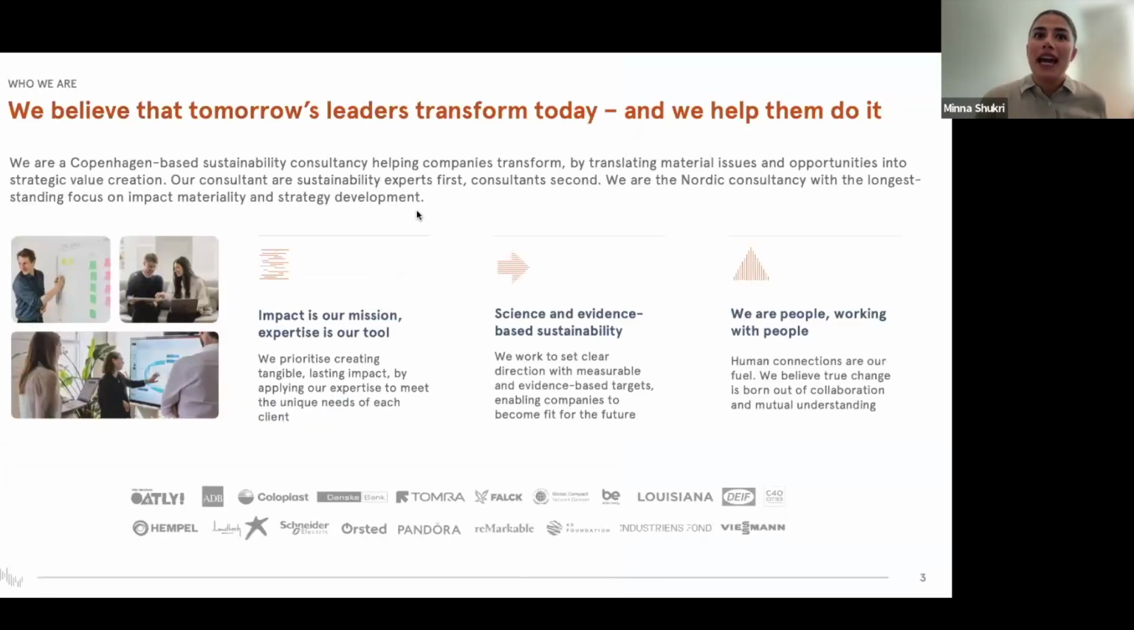So both Maria and I come from Nordic Sustainability, which is an impact-driven consultancy firm with an increased focus on sustainable transformation and strategy development. What we tend to say that really categorizes us at Nordic Sustainability is that we are sustainability experts first, and then afterwards we are consultants. And we are all very much driven by always looking at science and evidence to create impact.